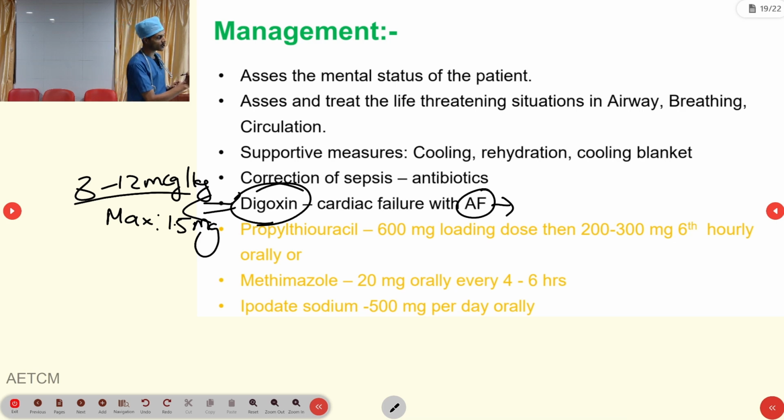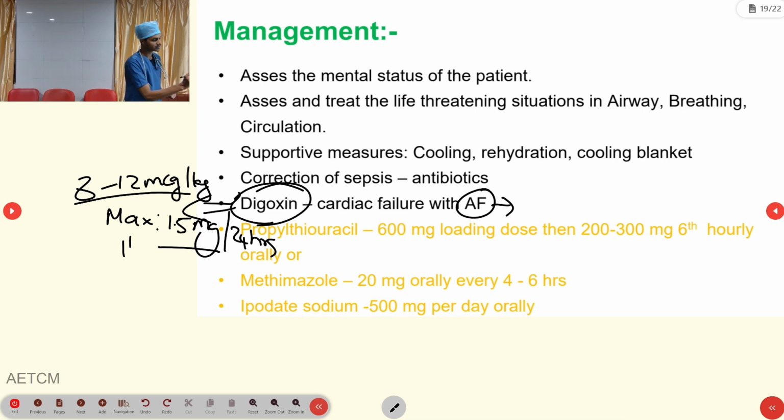Maximum dose is 1.5 mg for 24 hours. So in one day you have to give only 1.5 mg. If you are exceeding that, it will lead to digoxin toxicity. So this is 8 to 12 micrograms per kg, and then maximum is 1.5 mg for 24 hours.